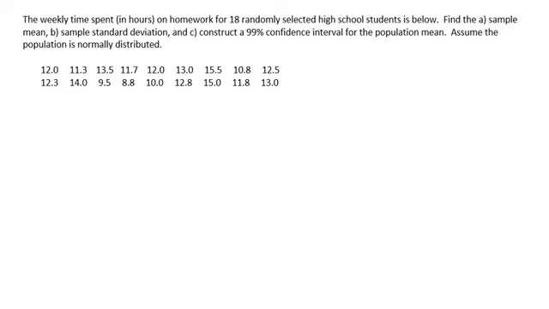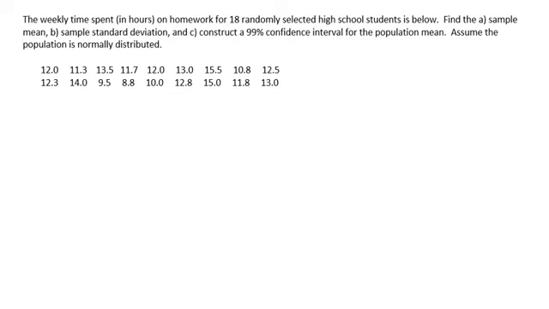The weekly time spent in hours on homework for 18 randomly selected high school students is below. Find the sample mean, sample standard deviation, and construct a 99% confidence interval for the population mean. Assume the population is normally distributed.